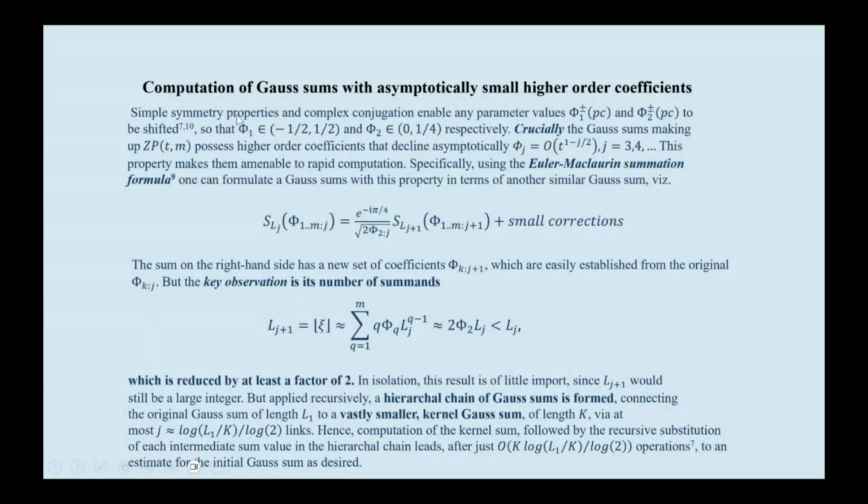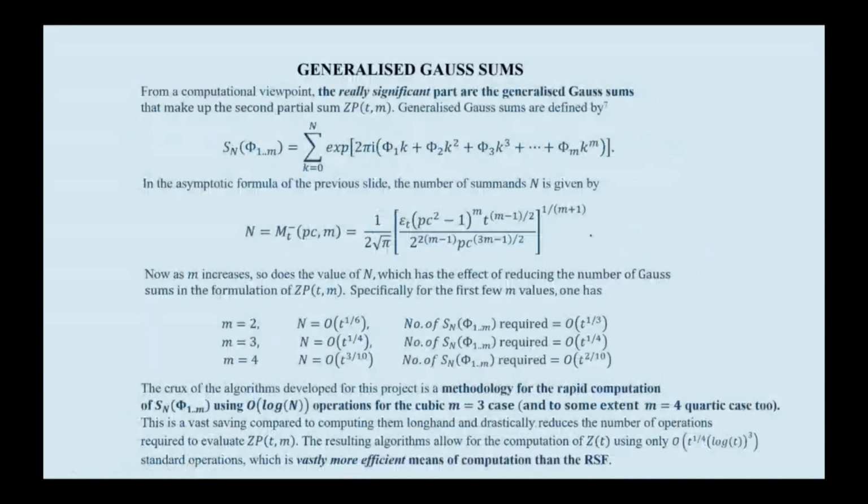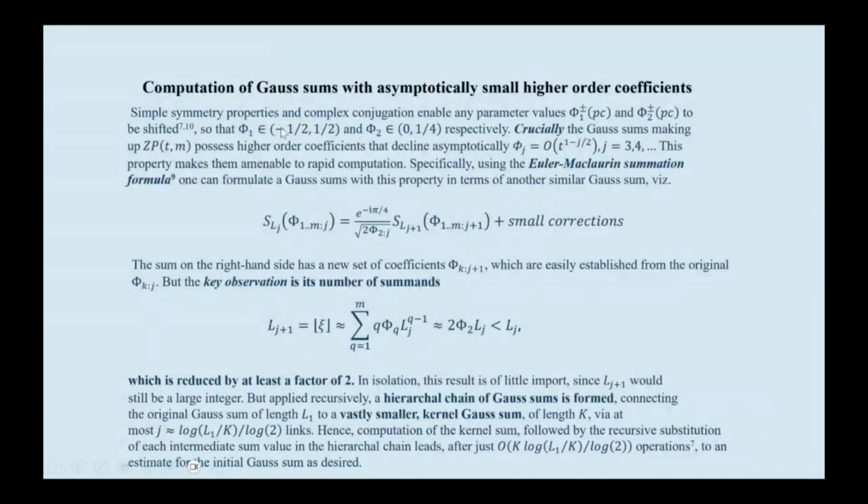Now, the crucial fact is, well, let's go back. The first thing to say is we have to look at the coefficients. And the first two coefficients are quite easy. Phi1 and Phi2 can be anything initially, but you can use very simple symmetry properties to move them to the range -1/2 to 1/2 for Phi1, and Phi2 can be between 0 and 1/4. So it's just symmetry operations: take off the integer part, and play around a little bit. So it doesn't matter what Phi1 and Phi2 are initially, they can be shifted into that range.